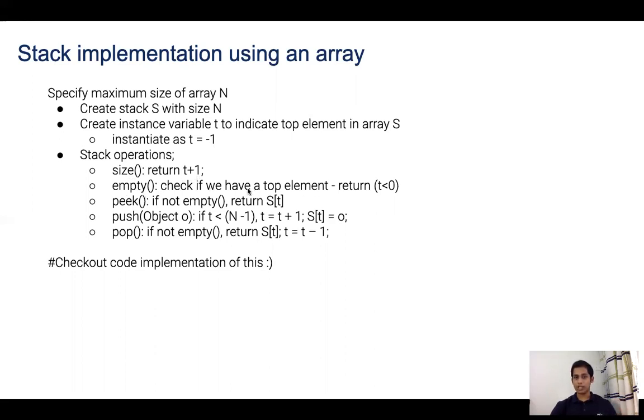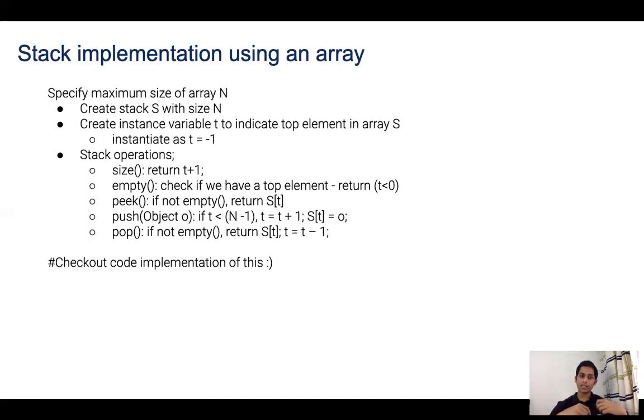Empty is going to check if we have a top element. So if T is less than 0, it's going to return true, otherwise false. And then peek means if it's not empty, it's going to return that element that's at the top. Peek means you want to see what's at the top, so it's only a read function. It'll just return that. And then push means we're going to create a function that will allow us to add an element. So we'll have to change our T, and put an element into our array and assign it the value that has been added.